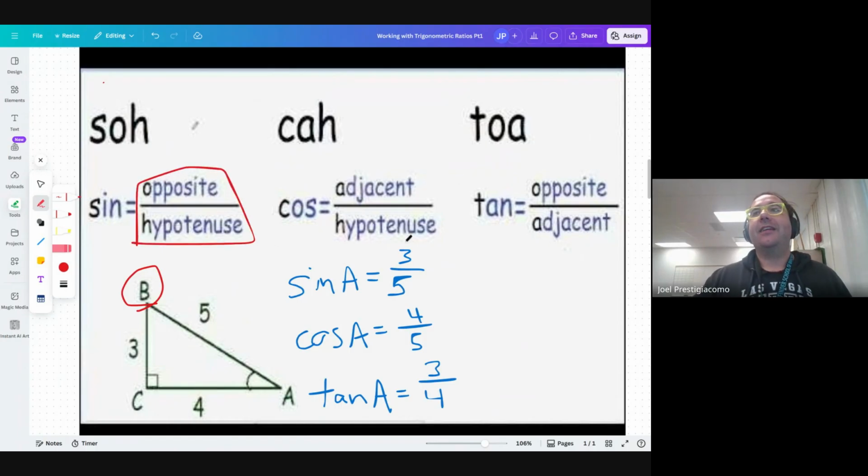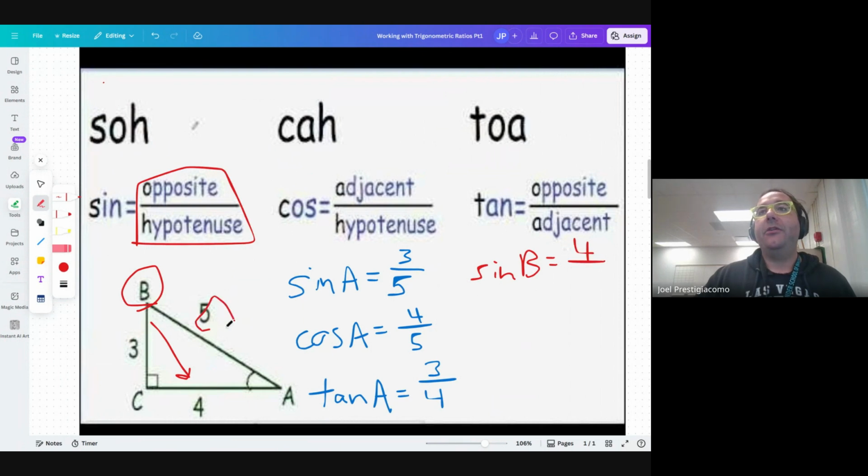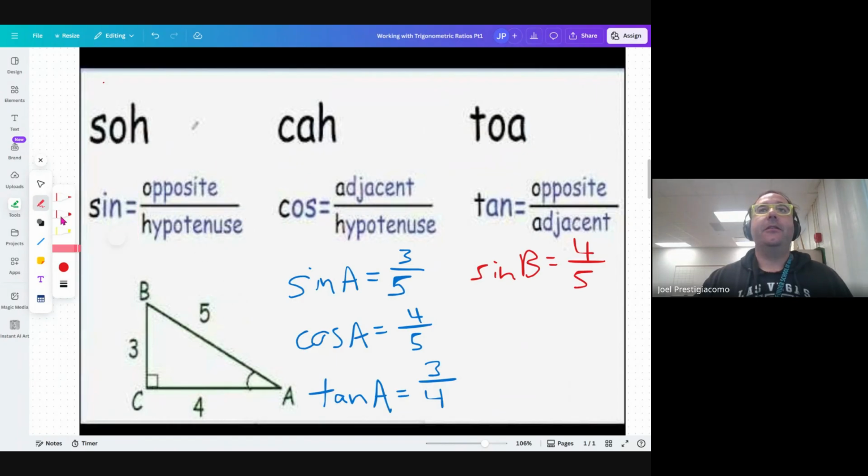If we want to find the sine of B, the sine of B will be the opposite of B, which is the side furthest away, which is 4. And we're going to divide by the hypotenuse, which is still 5. Notice how the sine of A and sine of B are different. That's because their adjacent sides are different. The cosine of B will also be different because the adjacent side of A and B are different. The adjacent side of B is going to be 3.